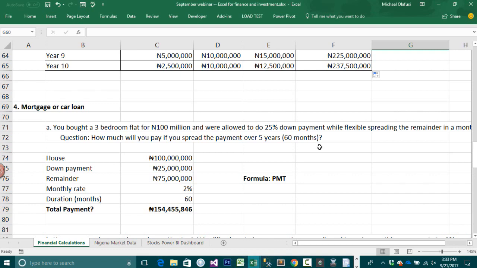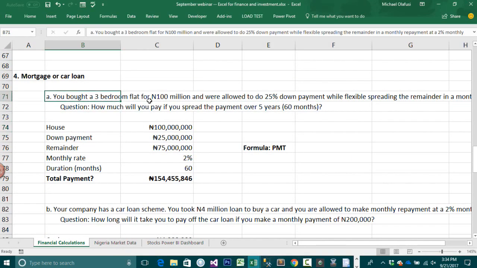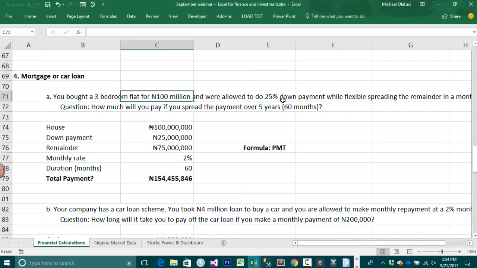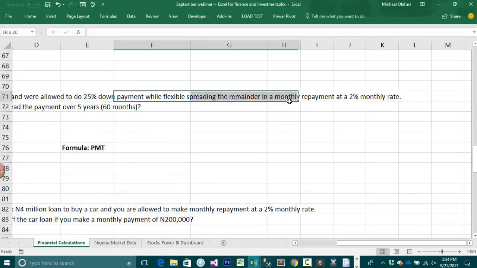So moving on, what about you taking a car loan, or you want to buy a house, and they allow some flexible payment? Here's the scenario I'm going to walk us through. You bought a 3-bedroom flat for 100 million naira, but they said you should make a 25% down payment, while you can spread the remainder of the money into a monthly repayment plan at a 2% monthly rate.